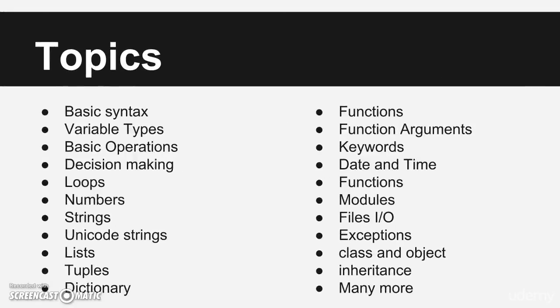So these are all the topics we are going to cover in this course. First, we will be starting with the basic syntax. We will be seeing all the variable types available in Python. We will start with the basic operations, and we will see decision making using the if-else statements, loops using for loops, while loops, and we will see how to use numbers, strings, Unicode strings. We will see the data types called lists, tuples, the difference between list and tuples. We can also create a dictionary using Python. We will be seeing how to create it.